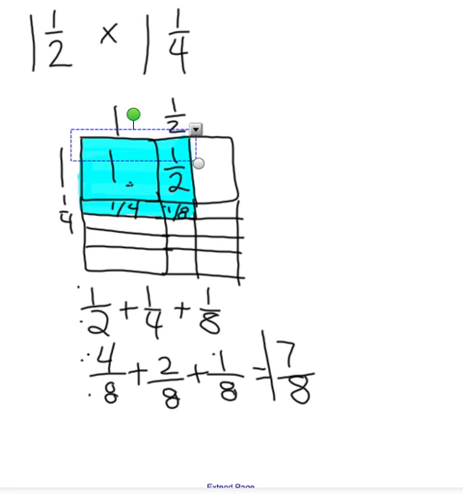Okay, so now we're going to check it over with an algorithm. So 1 and 1/2 times 1 and 1/4. I'm going to change this fraction first into an improper fraction. If you look at the denominator, how many pieces do I have in a whole? Brendan? 2. 2 pieces in a whole, and how many wholes do I have? 1. So 2 times 1 is? 2. Plus the 1 that I have left in my numerator. 3. So that's equivalent to 3/2.